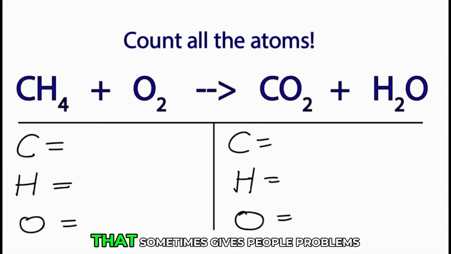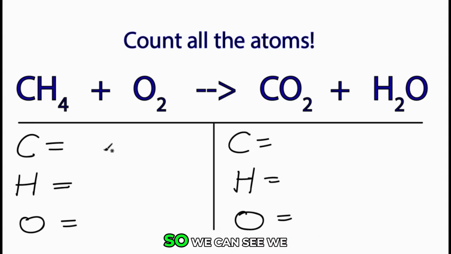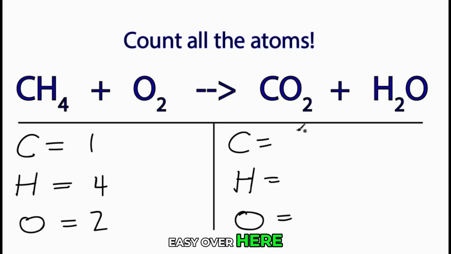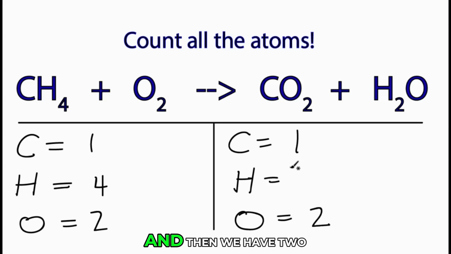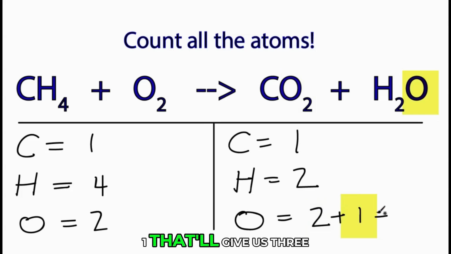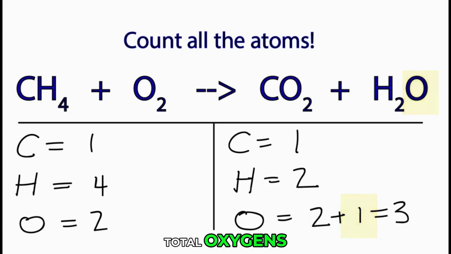Let's wrap up with one that sometimes gives people problems. So we can see we have 1 carbon, 4 hydrogens, and 2 oxygens. Easy. Over here we have 1 carbon, and then we have 2 oxygens, and then we have 2 hydrogens. But be careful, we have to count this oxygen over here as well. So we have 2 plus 1, that'll give us 3 total oxygens.